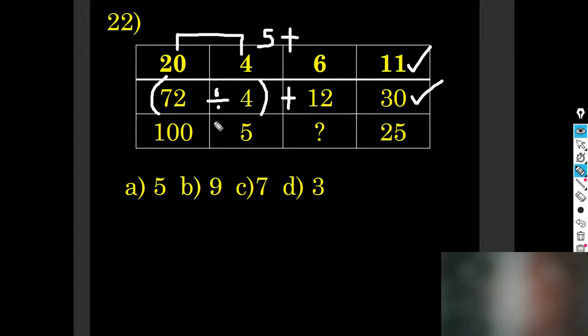So in the same way, 100 divided by 5 gives us 20. So 20 plus what gives us 25? That is the question. 20 plus 5 gives us 25. So 5 is the correct answer. Option A is the correct answer.